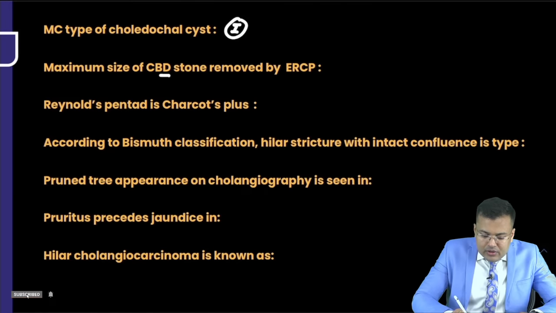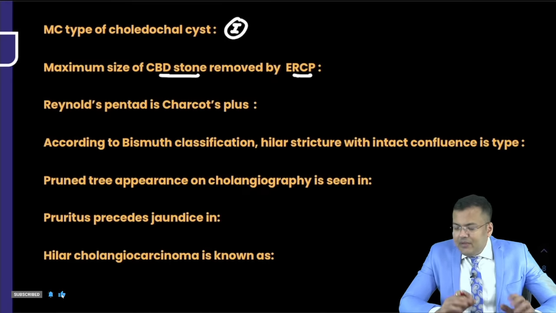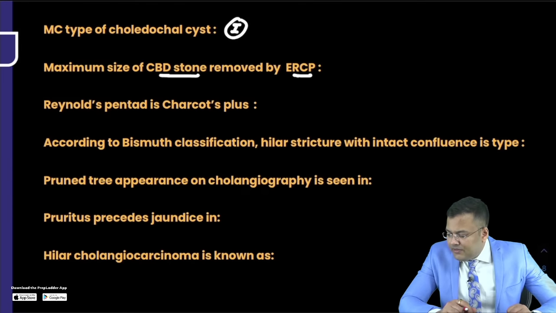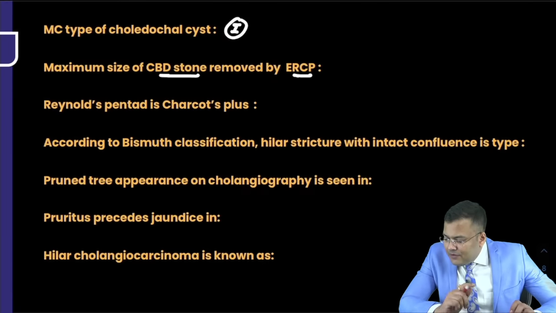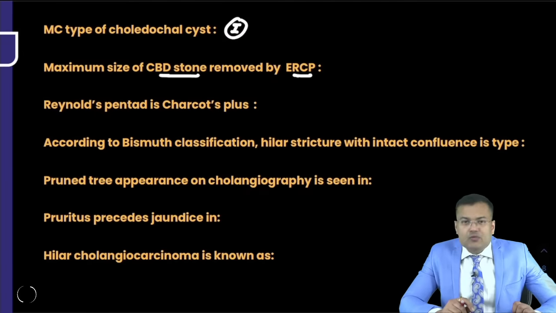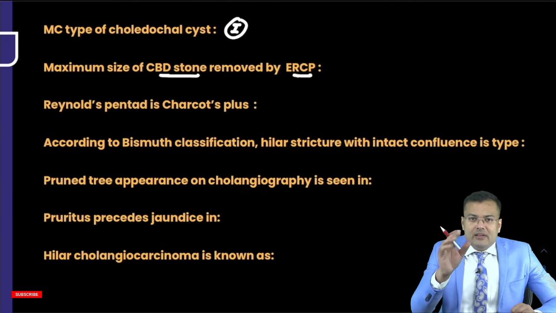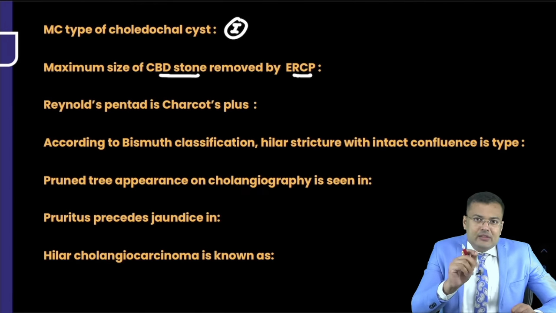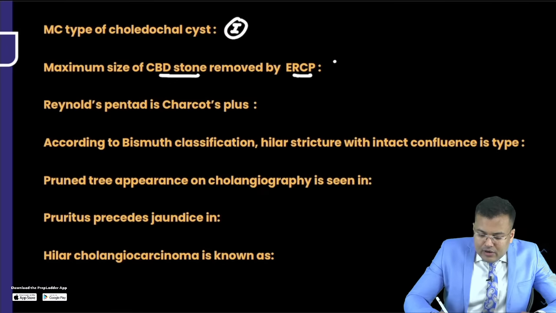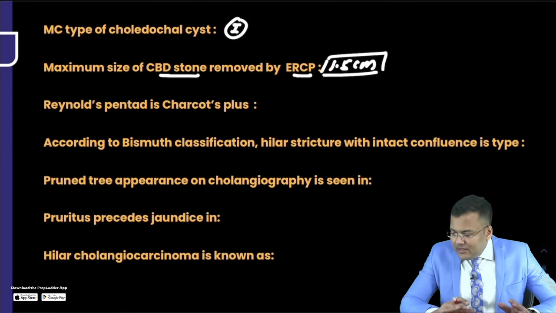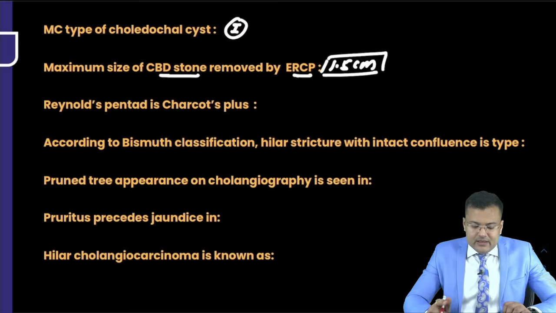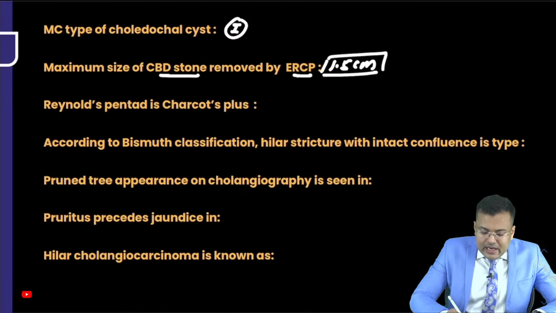Maximum size of CBD stone removed by ERCP. Guys, tell me. Mohammed Farman, Ashwini, Shalini Subhash, Dr. Kasa, Deepak Sahu. First person to reply is Anu, Jiten Yadav. It is 1.5 centimeter guys. 2 centimeter, that is for ESWL in kidney stone. By ERCP, you have to remember this is 1.5 centimeter. Rushali, you are correct.